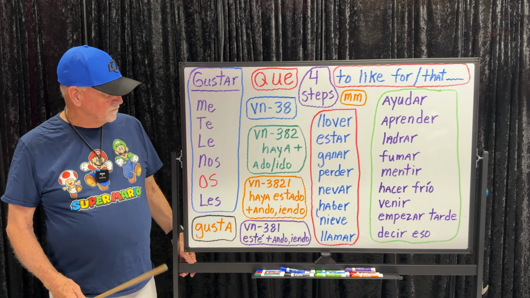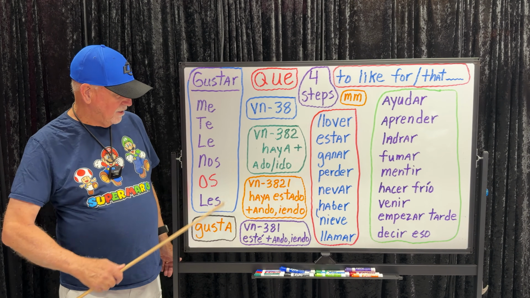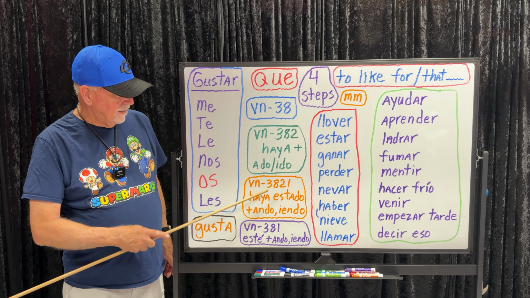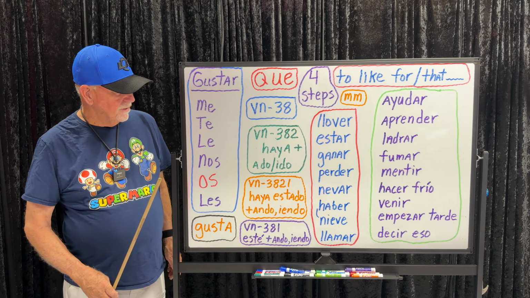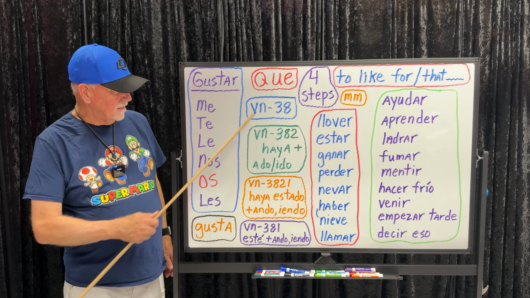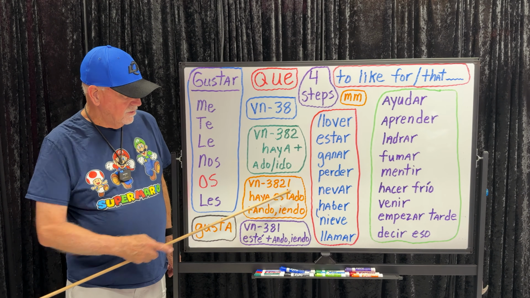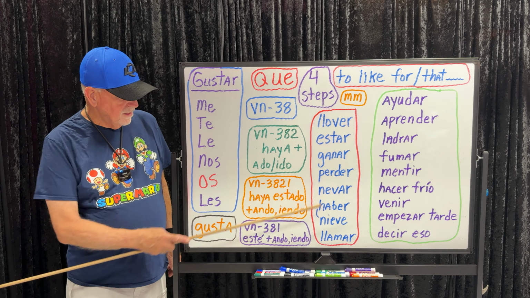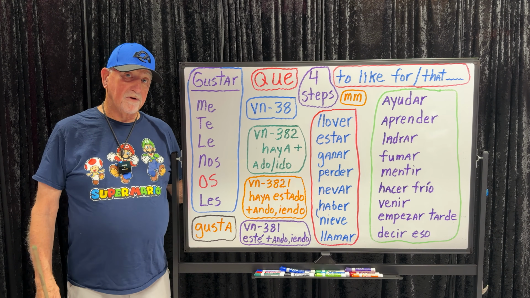For example, I like that it has been raining. Me gusta que haya estado lloviendo. I like that we have been winning. Me gusta que, stretch it out, hayamos estado ganando. I don't like that we've been losing. No me gusta que hayamos estado perdiendo.